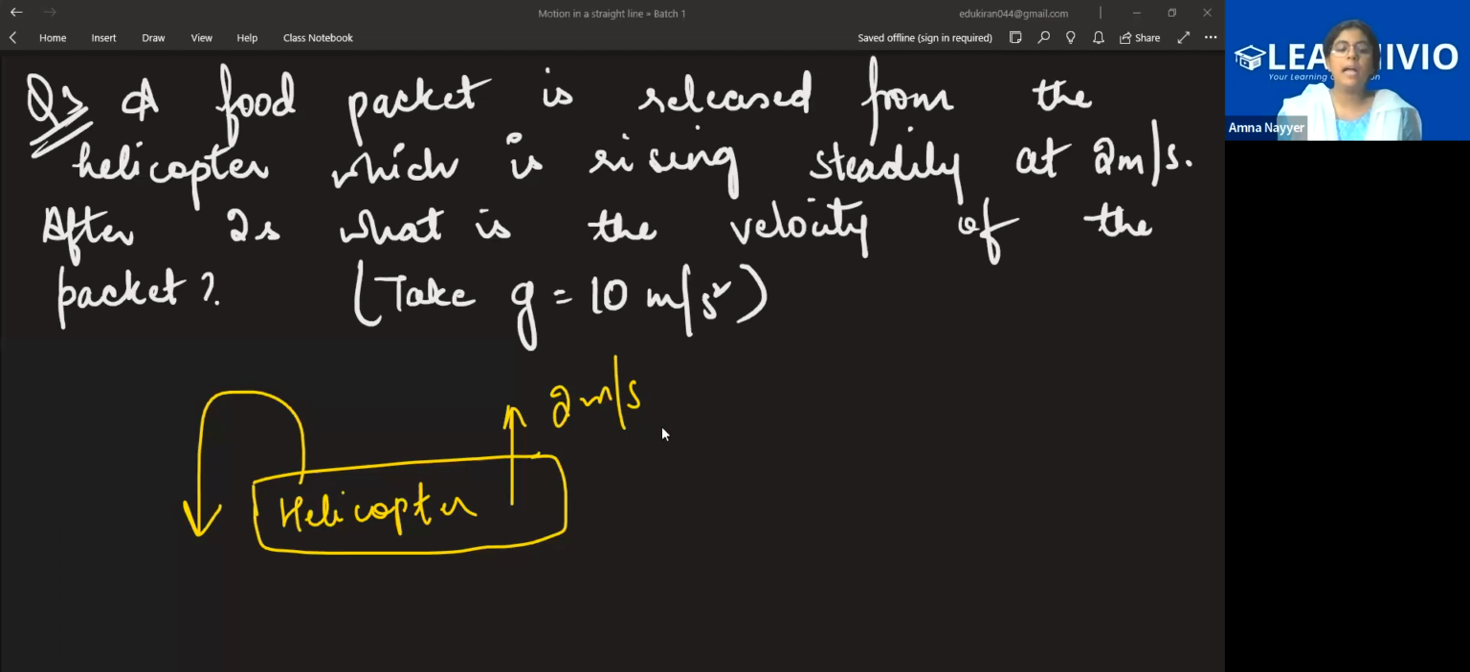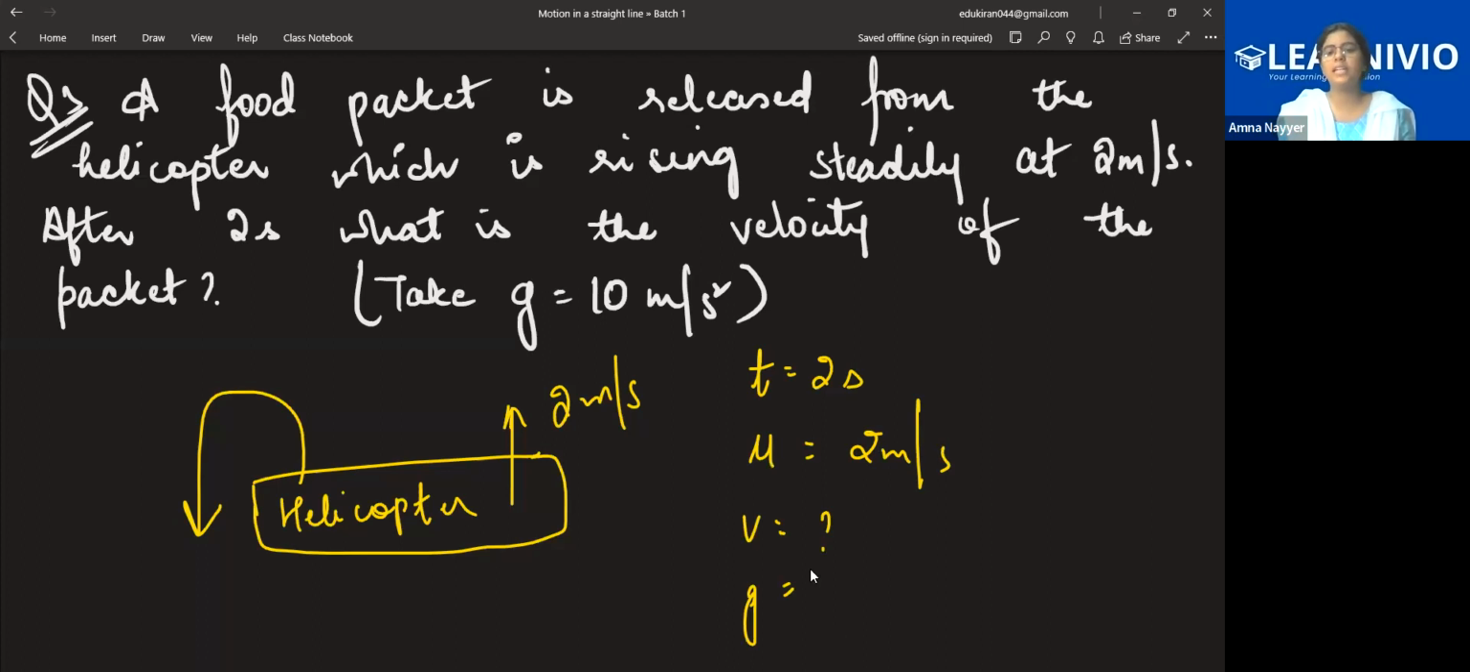So, tell me the direction also, no? Upwards, downwards, because here we take the sign convention. The time duration taken is 2 seconds, and the initial velocity is also 2 meter per second. We have to find out the velocity v. And acceleration we know, it is given, take g as 10 meter per second square.